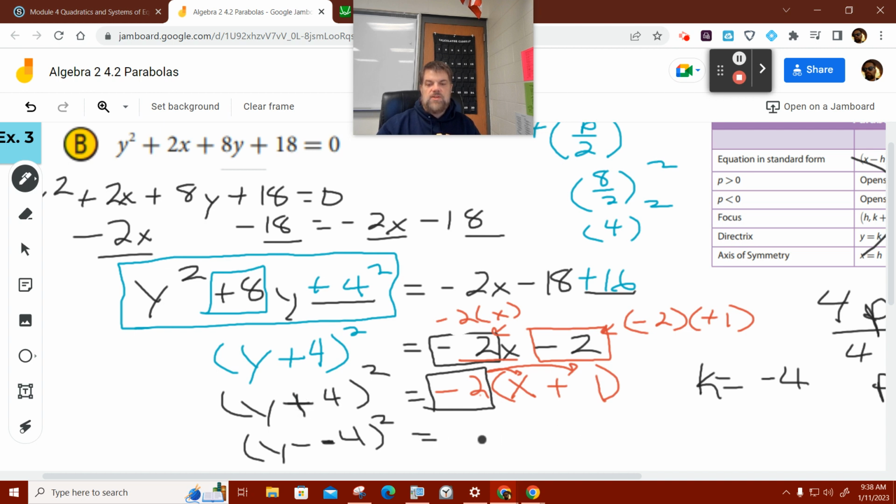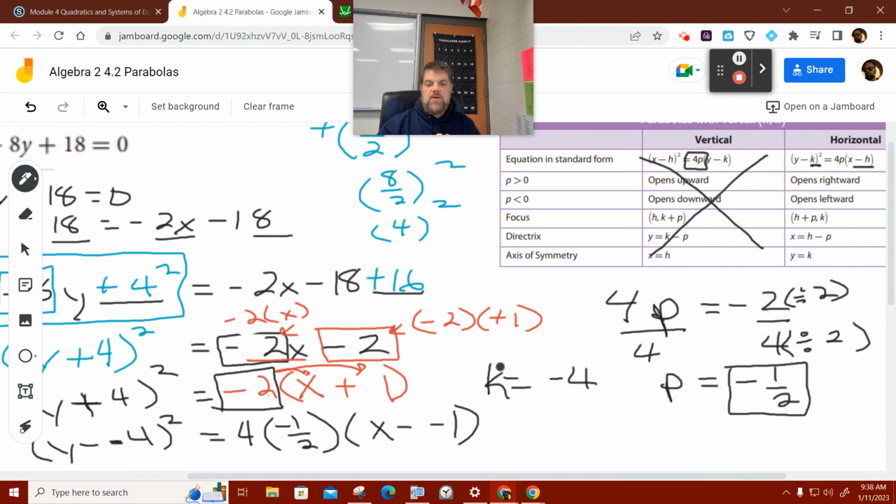And that's equal to 4 times P, but P we now know is negative 1/2. And then that is multiplied by X minus 1. So by rewriting it this way, I know that K is negative 4, and I also know that H is equal to negative 1. That all comes from this little formula here. I'm just looking at this stuff here.